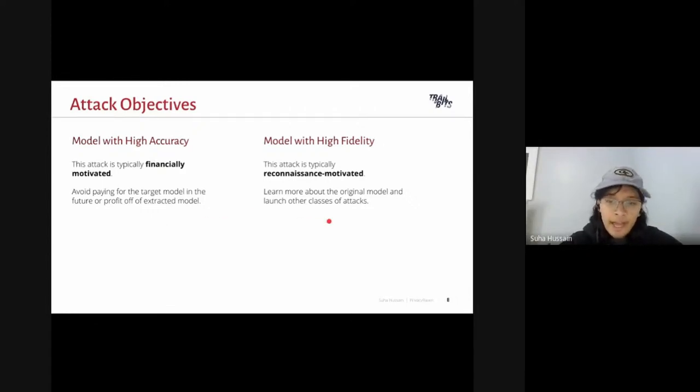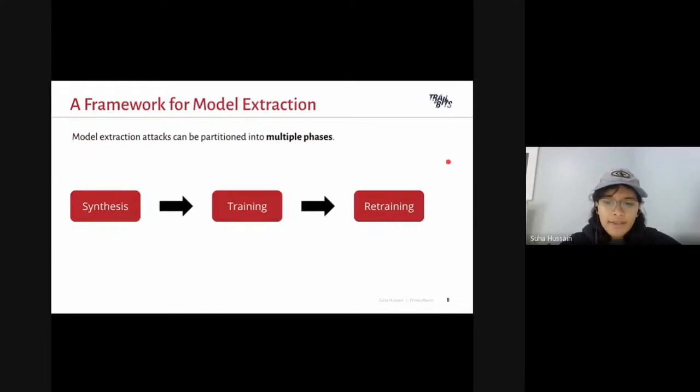Meanwhile, adversaries optimizing for high fidelity want to learn more about the target. The substitute model extracted using this attack allows the adversary to then launch other classes of attacks, such as adversarial patches or model inversion. The different methods of model extraction found in the literature sometimes take wildly disparate approaches, which leads to other tools and implementations treating each extraction attack distinctly.